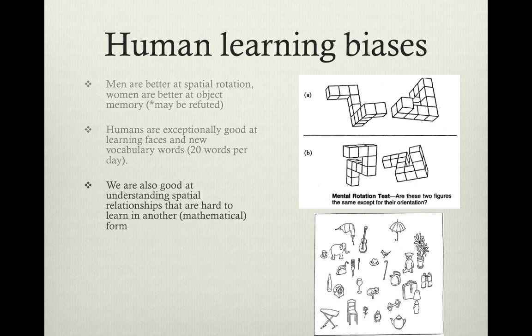We're also good at understanding spatial relationships that are hard to learn in another mathematical form. So we can look at a graph and intuit what that graph means, even if we don't know the mathematical formula that was used to generate that particular relationship in the graph. So math is actually somewhat hard for us when we're talking about just abstract numbers, or when we're talking about some of these relationships and actually writing an equation for them.